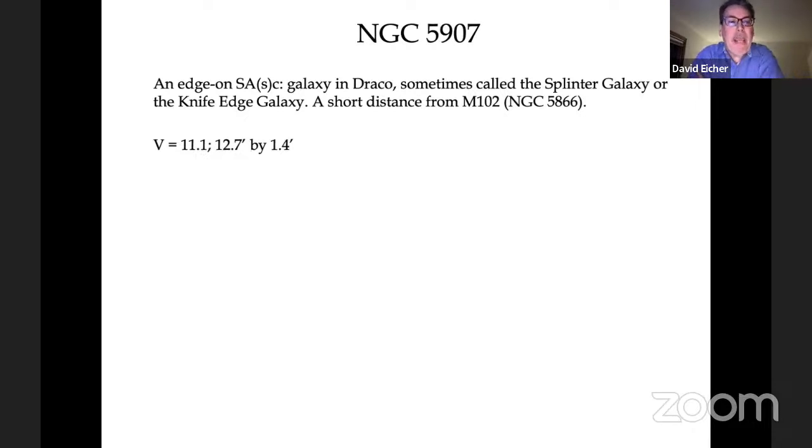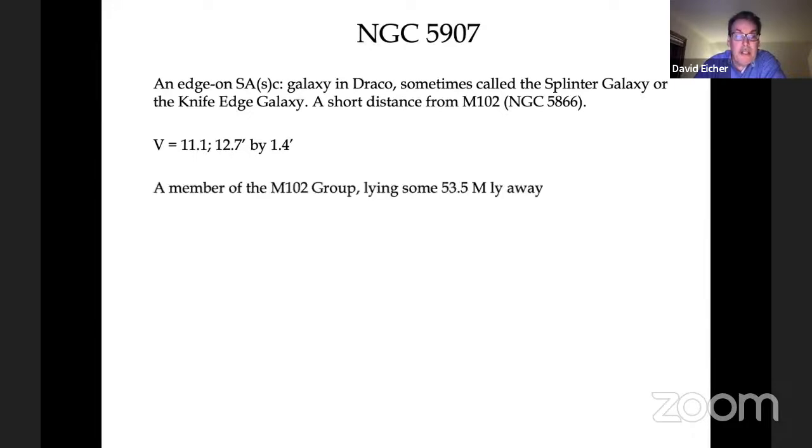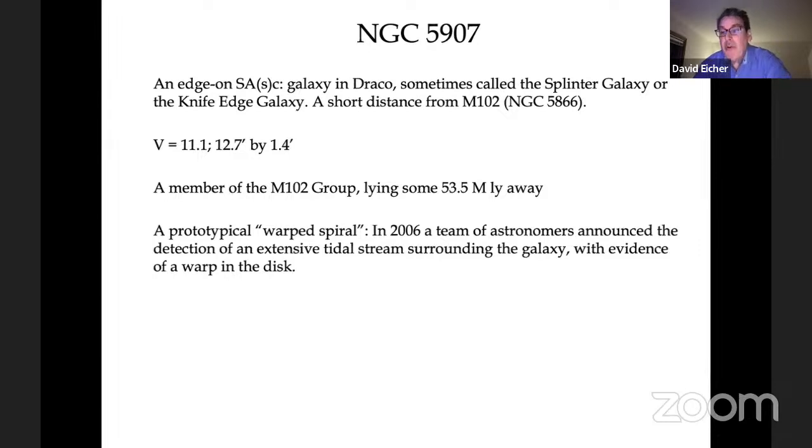This is an 11th magnitude galaxy, 5907 that is. It measures almost 13 arc minutes across, and we see its disk essentially completely edge-on. It is a member of the M102 group, which is about 53 million light years away, roughly the same distance as the Virgo cluster from us, but in a different direction. This is a prototypical warped spiral, which is also an unusual galaxy relatively near us in the cosmos.